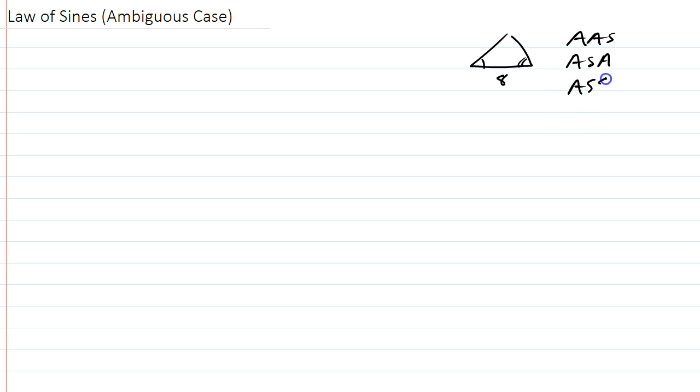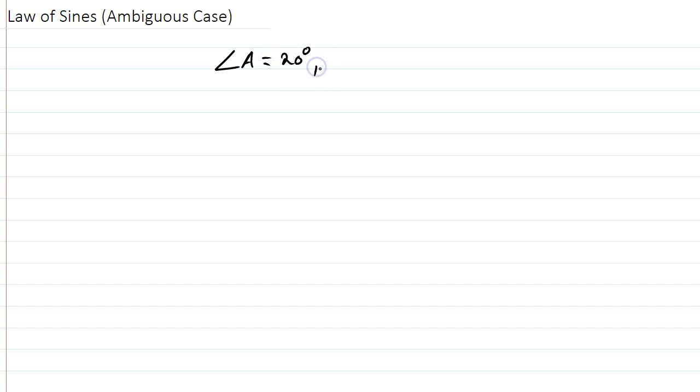And then we also had ASS. In geometry we talked about ASS, and it wasn't actually one that would work, or it would work under special conditions. It works for the law of sines, but you just have to be careful about how you use it. So here's what we do. Let's say, for example, that we have an angle A, and that angle is 20 degrees. Also, we have side A equals 10 and side B equals 3.